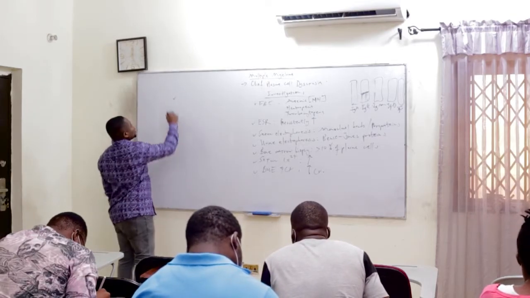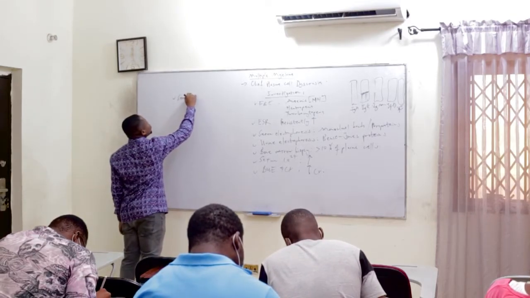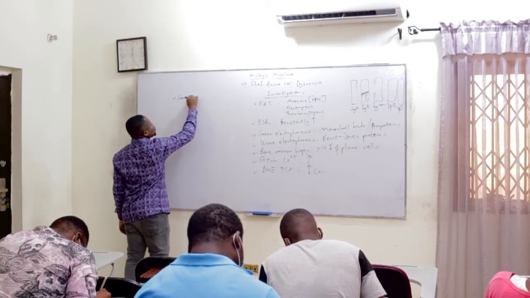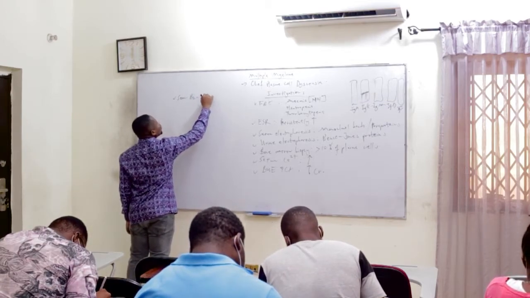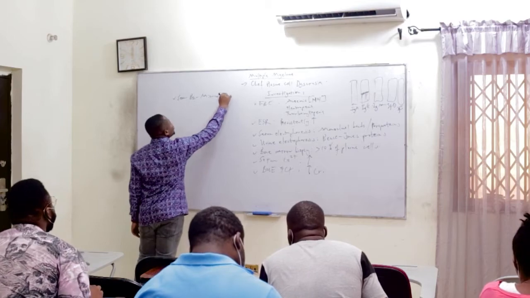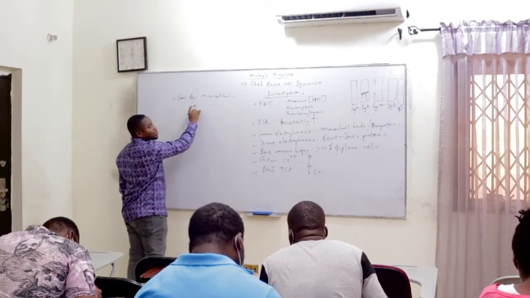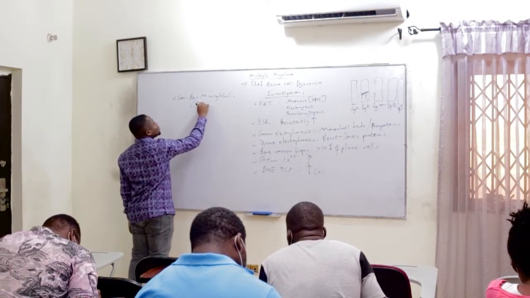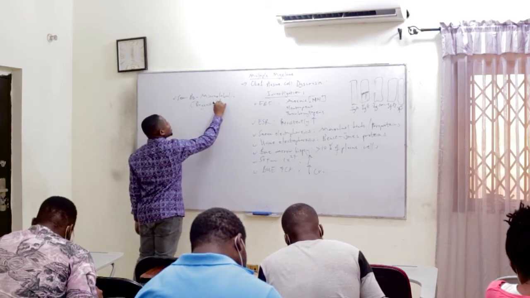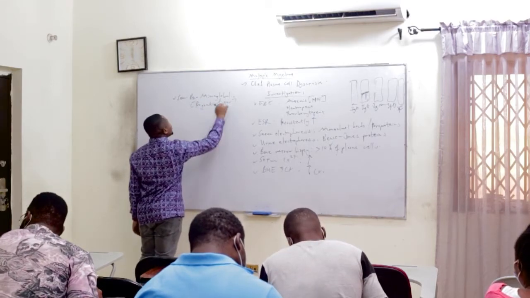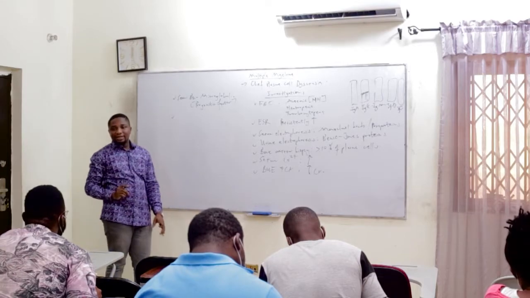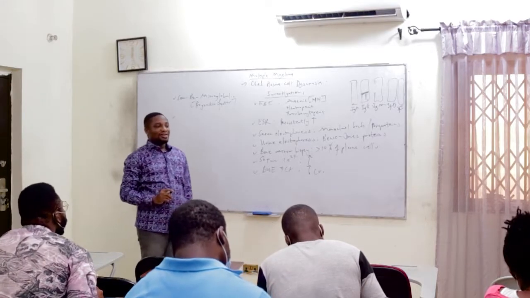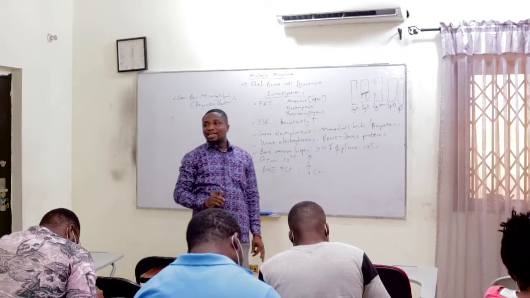We can also check for the serum beta 2 microglobulin, which is useful in what? Prognosis. So it's a prognostic what? Factor. Is that clear? Are we clear on that?